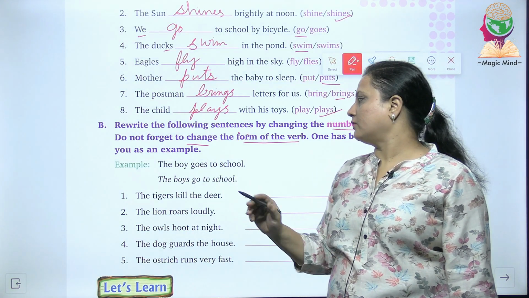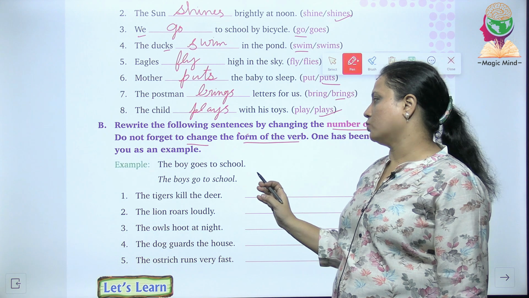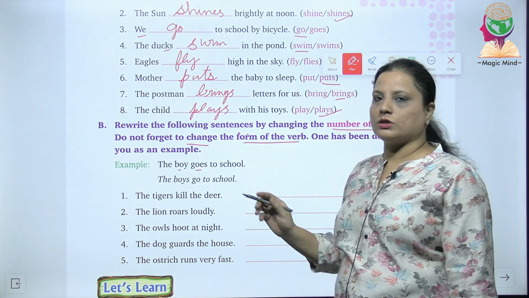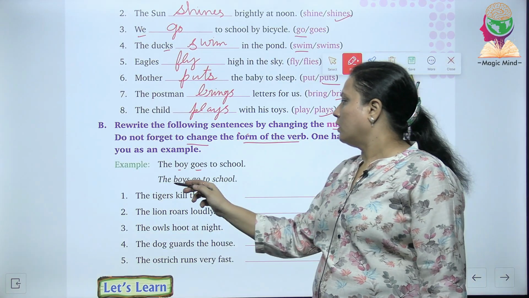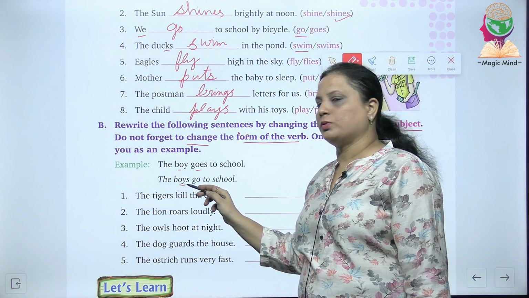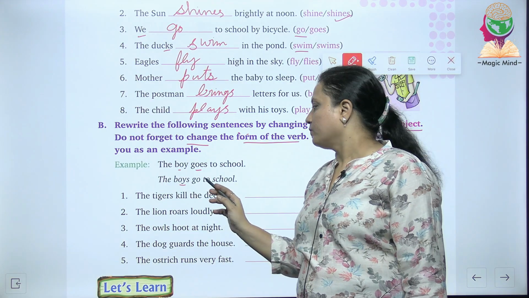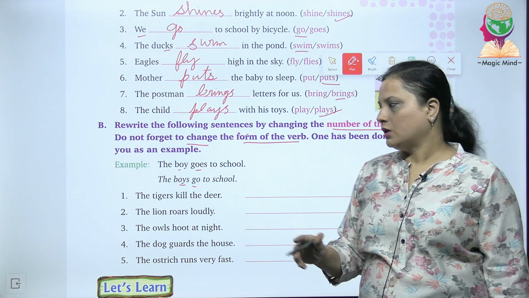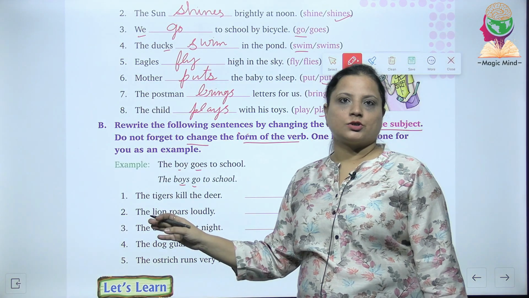The first one that they have done is the boy goes to school. The boy was singular. We were using verb with S and ES. When we change the subject to plural, we have changed the boy to boys. The verb has also changed. So now let's do the first one.